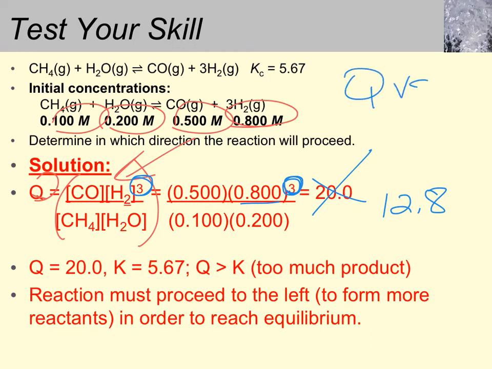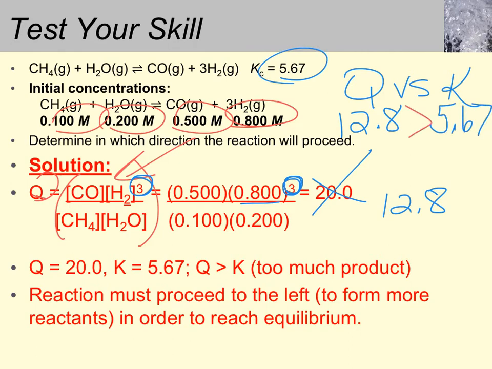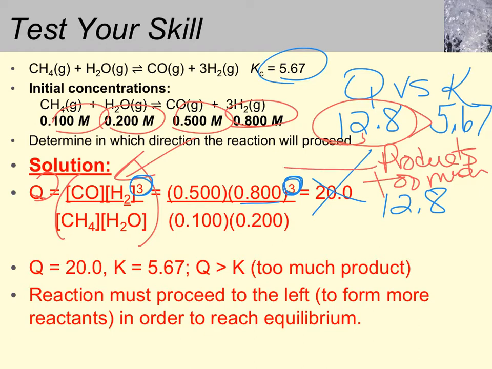So Q versus K. Q is 12.8. K, which they gave us, is 5.67. So Q is greater than K. That means Q is too large. That means the numerator, the products, are too much. So too much product, which means we need to move away from products, or shift left, in order to reach equilibrium.